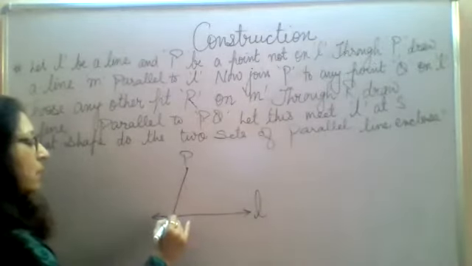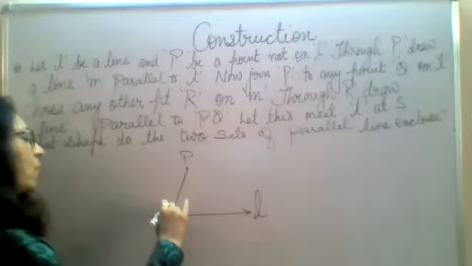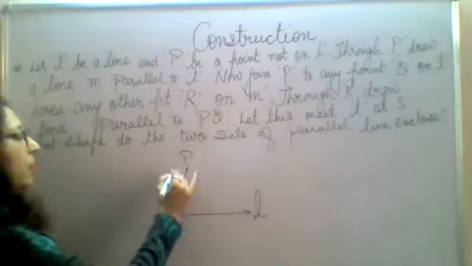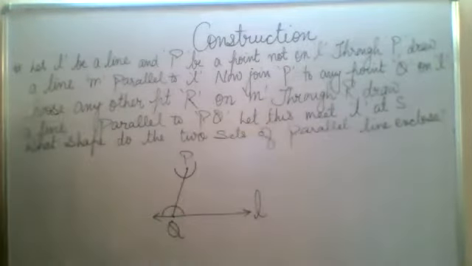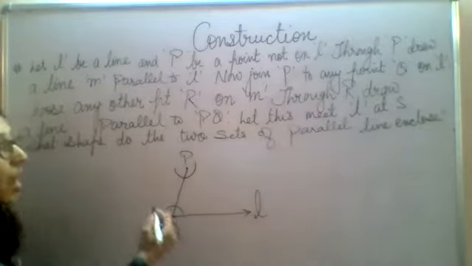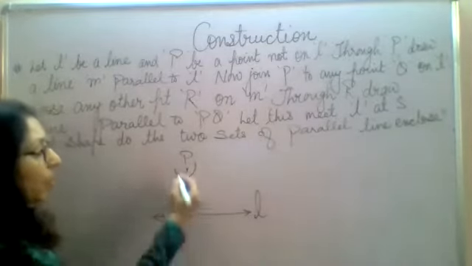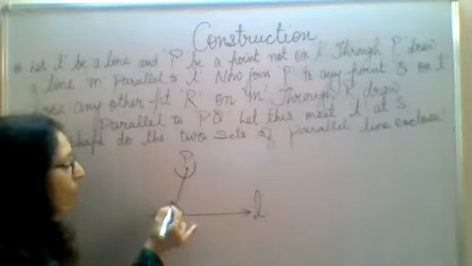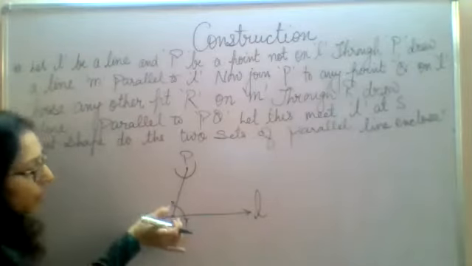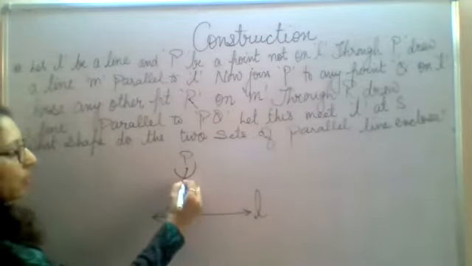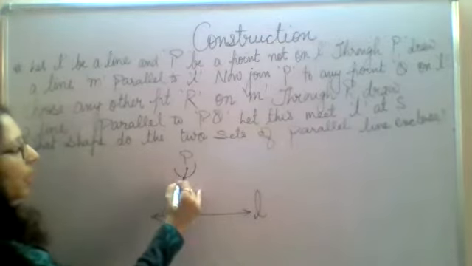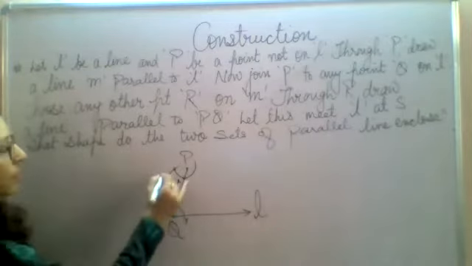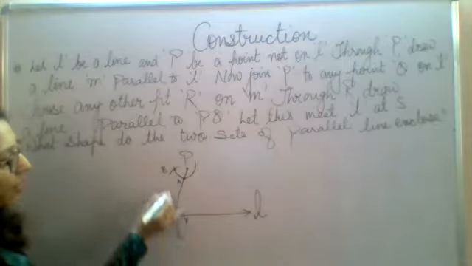Now with appropriate radius, draw an arc at Q and at P. And after this, because we have to draw a line parallel to L, we will make alternate angles equal. So from here, open compass equal to XY. And from here, you can take A, draw an arc which cuts this arc at B. This is B. So XY equal to AB.